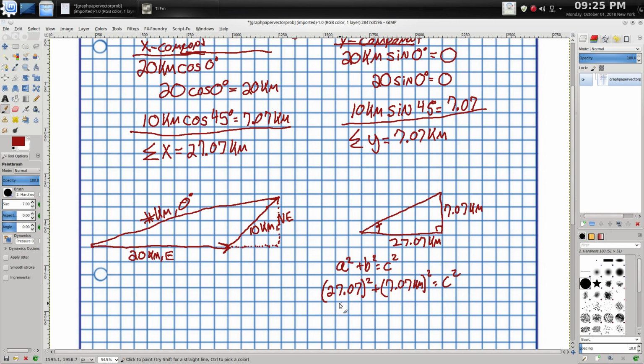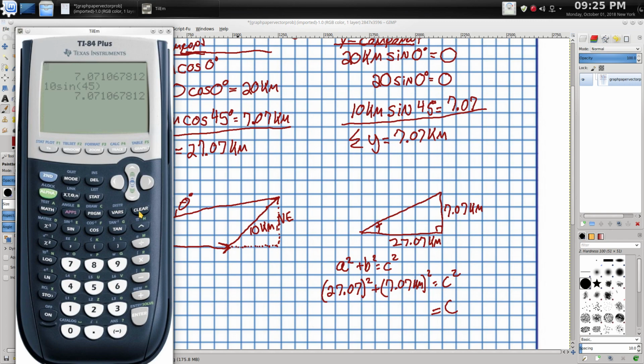All that we need to do is punch this into the calculator and take the square root of it. Okay, so let's do that. Time to bring up the calculator again. Sorry, this takes a little bit of time. We have 27.07 squared plus 7.07 squared. Enter. Now this is c squared. But remember, I do not need c squared. I need just c. So I'm going to take the square root of this.